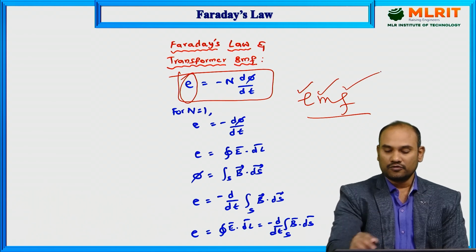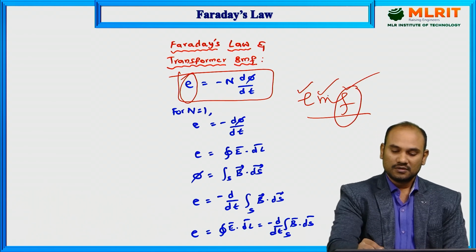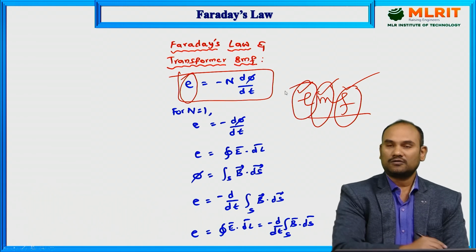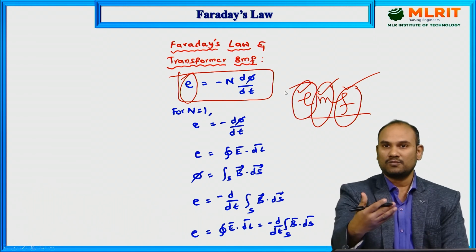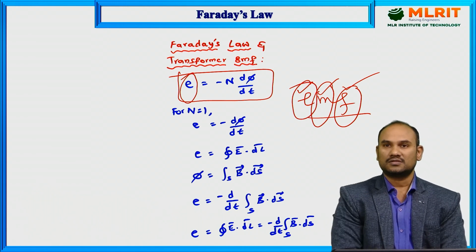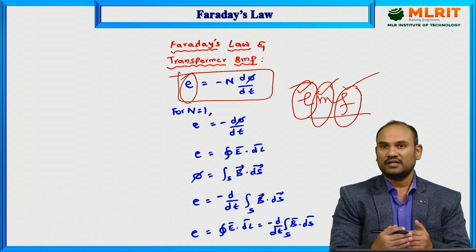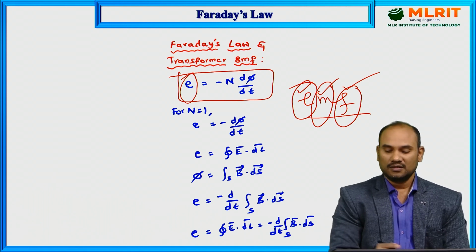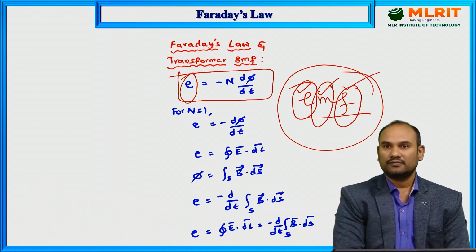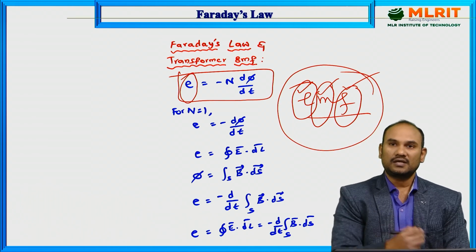Electromotive force. The force which motivates the electrons. What will happen if electrons are motivated and they move? Flow of electrons, which we say as electric current. Movement of electric charges will constitute electric current. So what will happen due to EMF? What results is electric current.